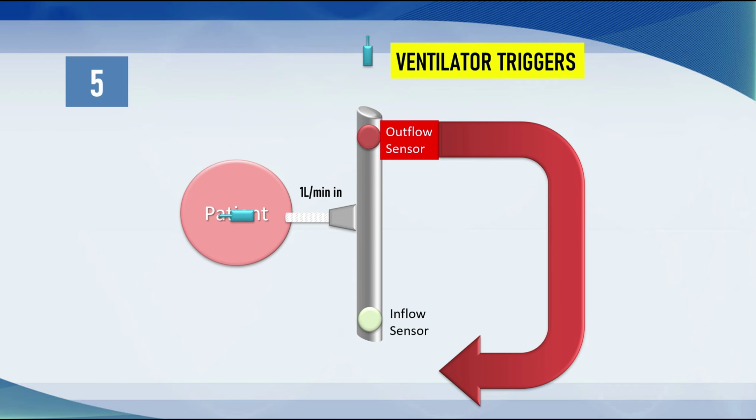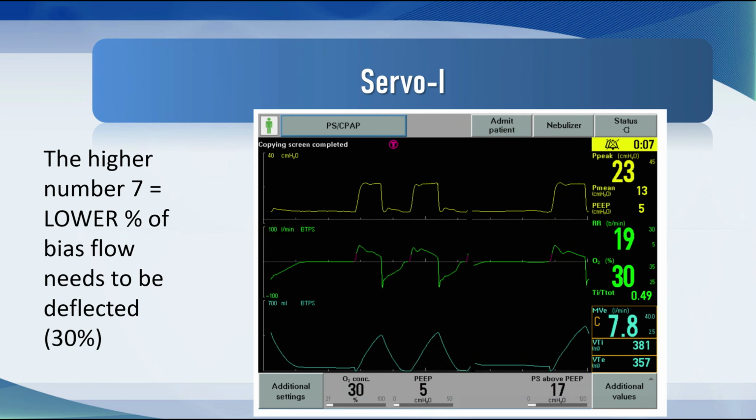If we were to go up to, say, 7 on the scale, well, that 7 is lower, right? So 7 is actually easier to trigger than 5. At 5, we only needed to displace 50% of bias flow. At 7, it's 30% of bias flow that needs to be deflected.